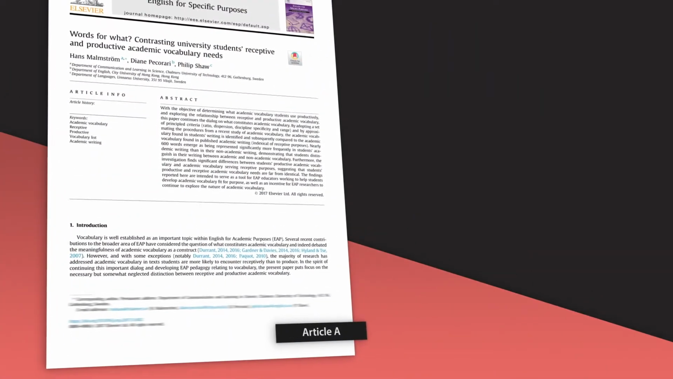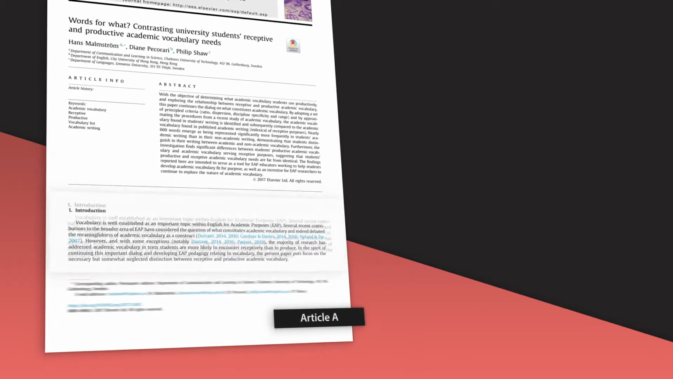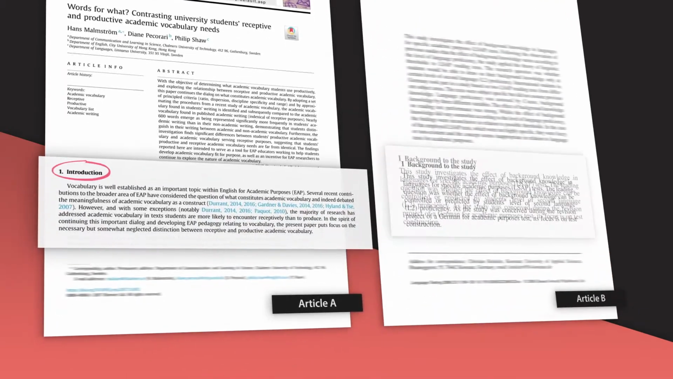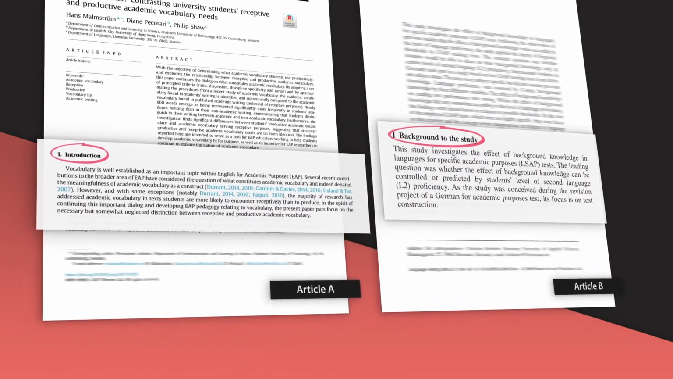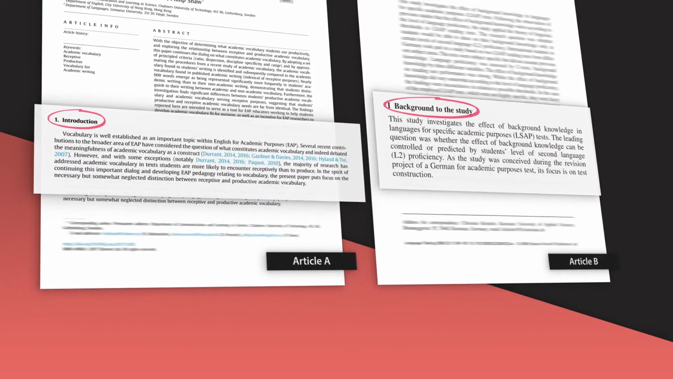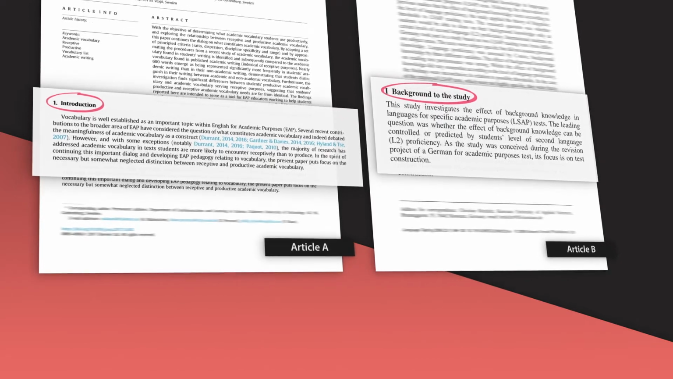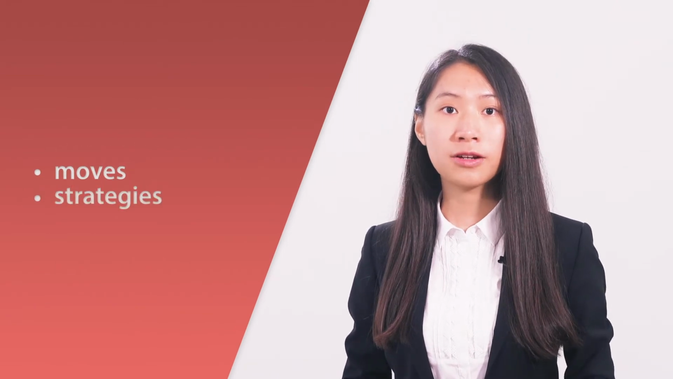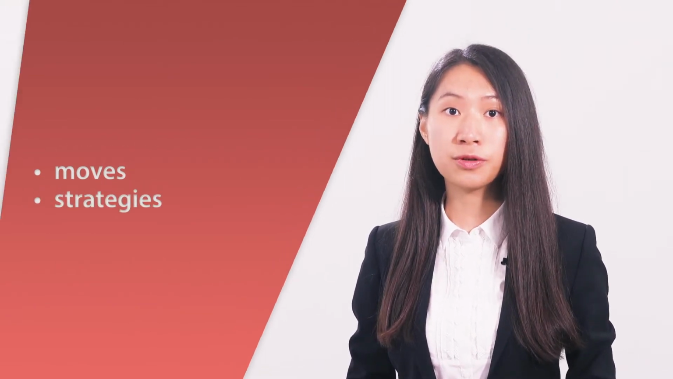Section headings can be worded in different ways. For example, this is called Introduction, but this one is called Background to the Study. Whatever it's called, the purpose of an introduction is to give background information, helping readers make sense of the text. There are three main approaches to doing this. We'll call them moves, and there are strategies for accomplishing each move.